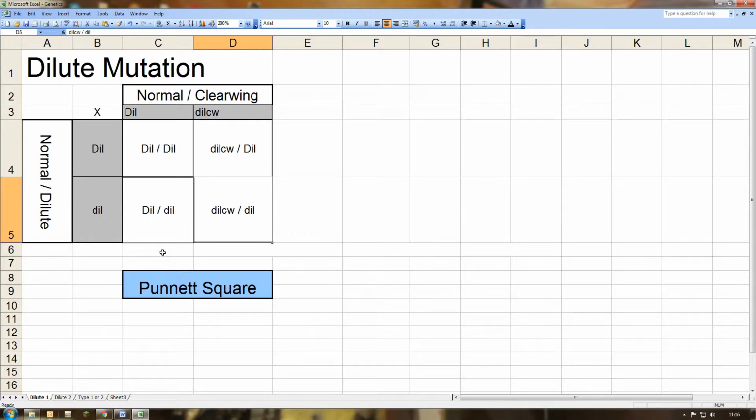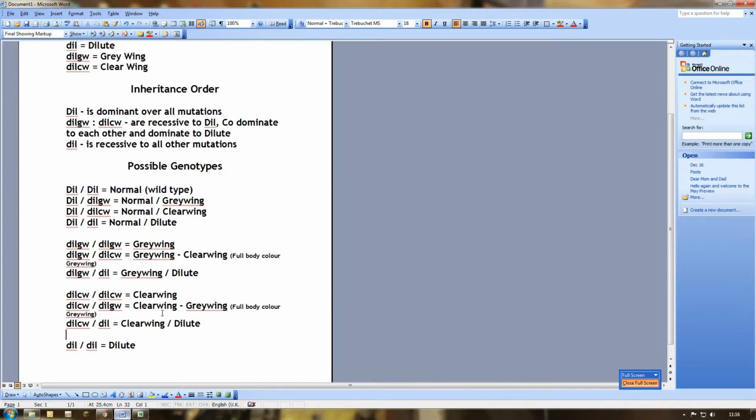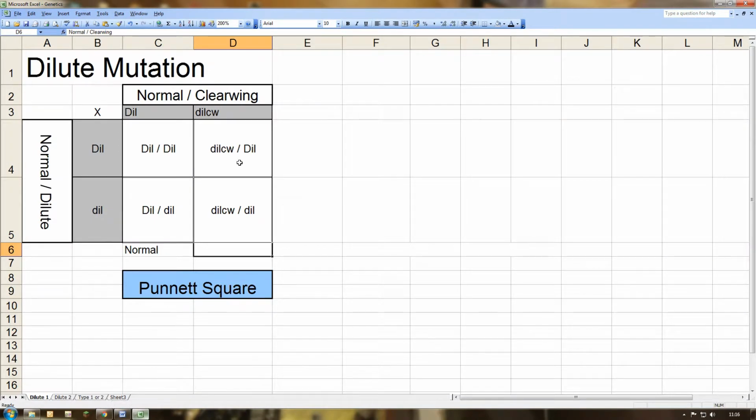So we know that this one here is just going to be a normal type bird. That's just a normal type bird. The one across the top here, however, we'd have to look at what the inheritance was. If we remember from the inheritance that we looked at earlier, the wild type gene is dominant over all other types. So the outcome here will actually be a normal split clear wing.